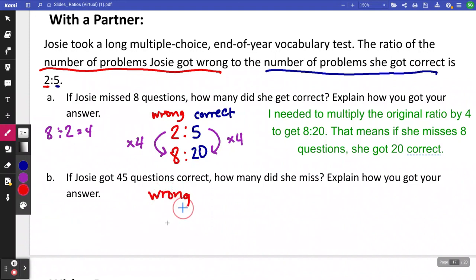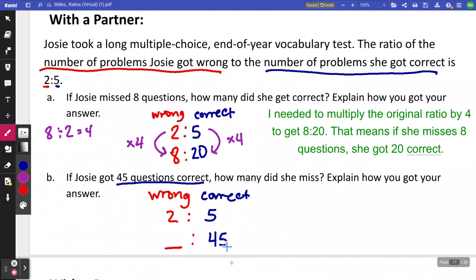I'm going to set it up the same way we did up above. So I'm looking at that ratio of how many questions she got wrong to how many she got correct. We're given that initial ratio of 2 to 5. And in this question, I'm given a number of questions she got correct. So that 45 questions correct, I'm going to match it up right here. That 45 goes there. We're trying to figure out this number here, how many she got wrong.